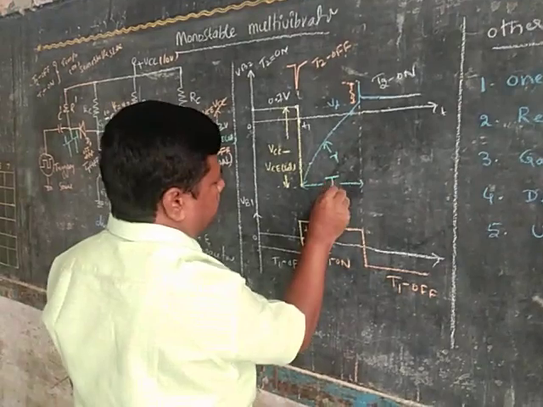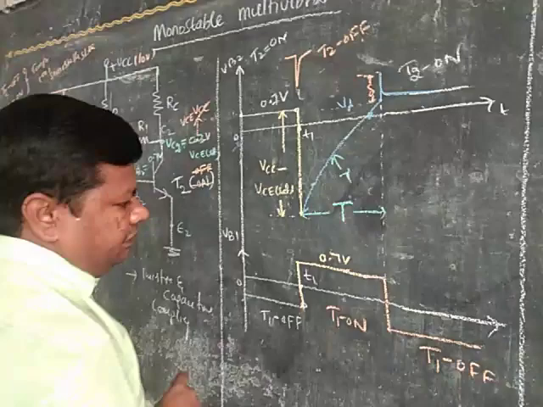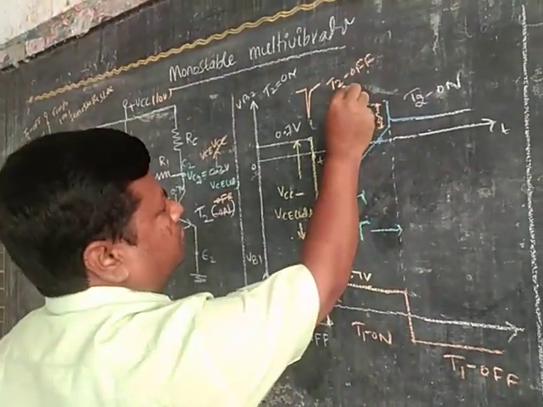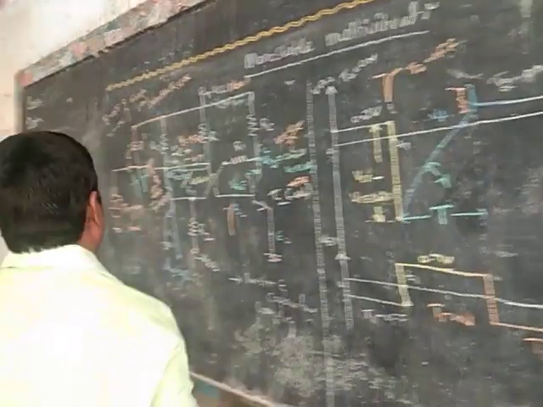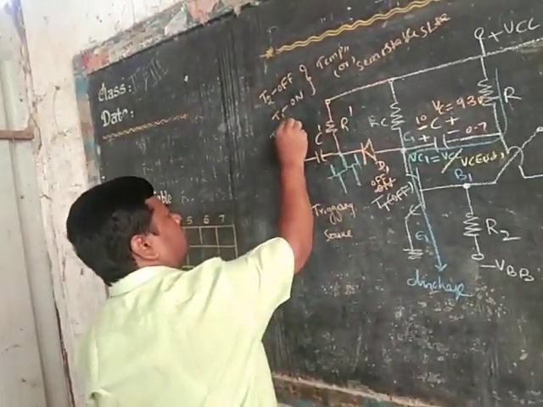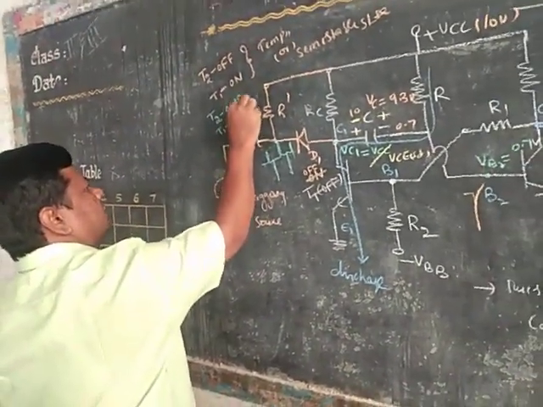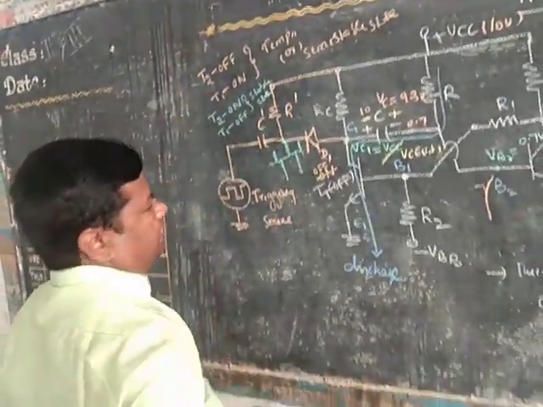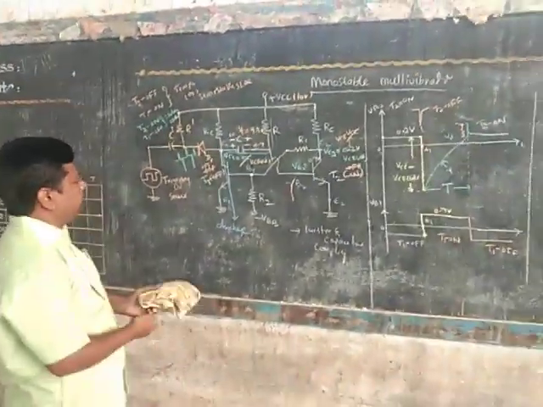That means after capital T time interval, the circuit itself changes the state from T2 off to on, T1 on to off. So again it comes back to its original state, T2 on, T1 off. Again this is the stable state. That is the operation of the monostable multivibrator circuit.